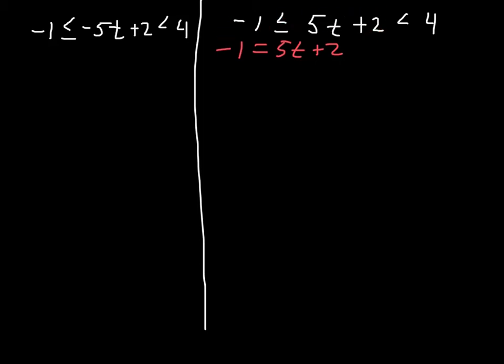All right? So now I solve that, and I subtract 2 from both sides, and I get -3 equals 5t, divide by 5. So -3/5, that's horrific. Let me try that again.